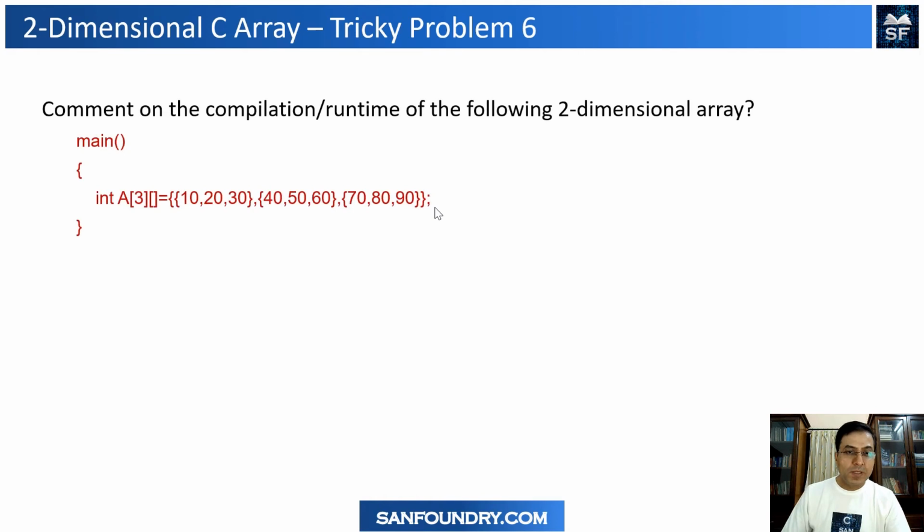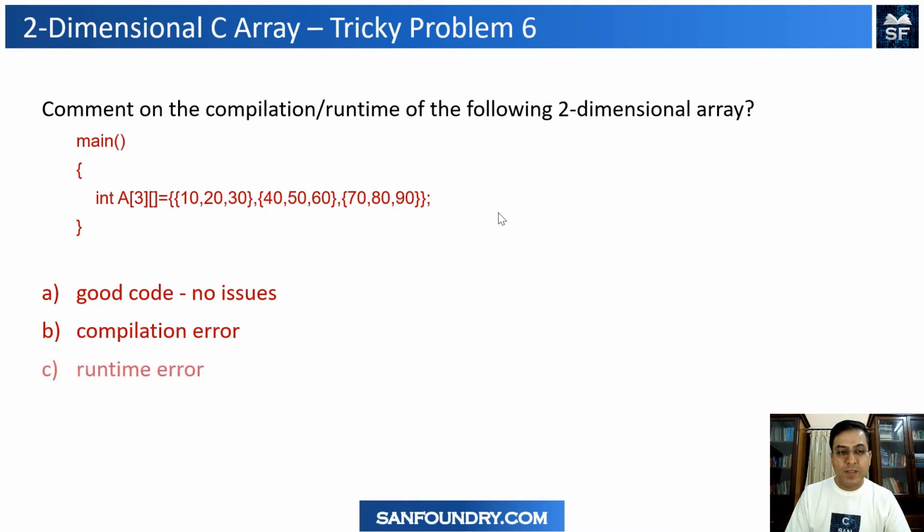Okay, let's look into another similar problem. The next problem is exactly the same code. I have added one dimension here, the size. So it's a two-dimensional array, and I said we have three rows. So will this code work now? Is it a good code, no issues? Or the same compilation error? Or the same runtime error? Think for a moment, pause, resume the video, and the answer is the same as what you saw in the previous case. It won't compile. Why? We will see pretty soon.